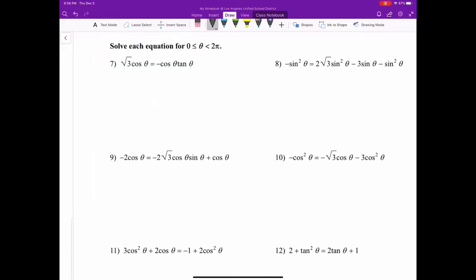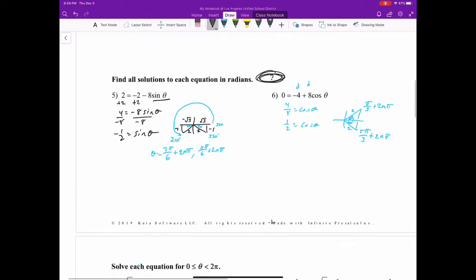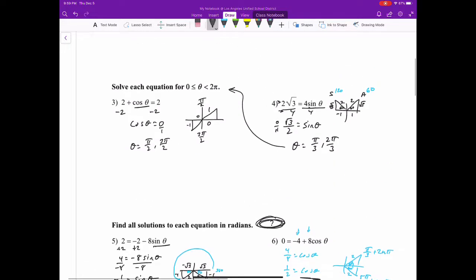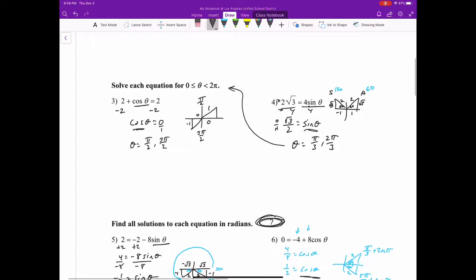Okay, let's start number 7. As you can see, there's actually a lot of stuff going on. I have cosine and tangent. So how are we supposed to get cosine or tangent alone to make this an easy solve problem? Just like back here, where we could just have sine alone, or cosine alone. These are all alone.